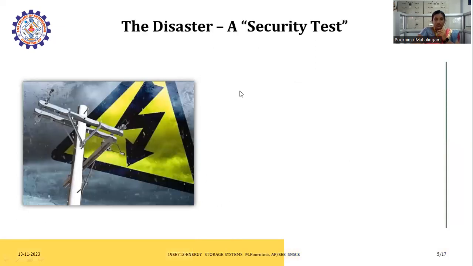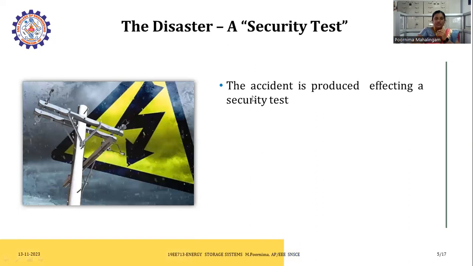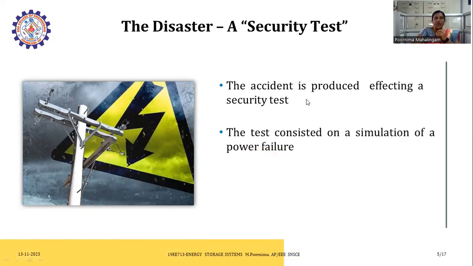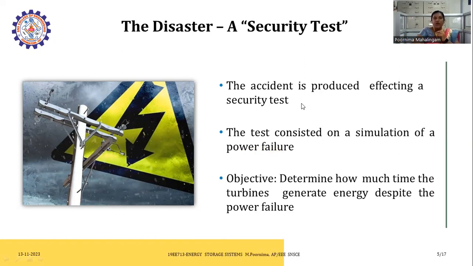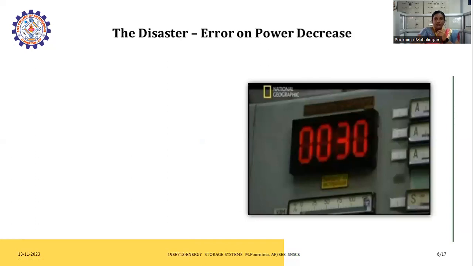Here is the disaster: the security test. This accident was produced during a safety test, and the test was considered a simulation of a power failure. The objective is to determine how long the turbine keeps generating energy during a power failure. And the error: what is the error?